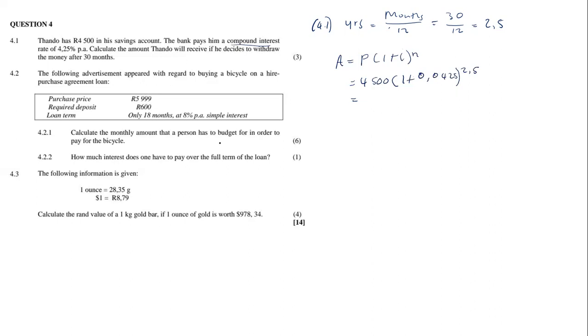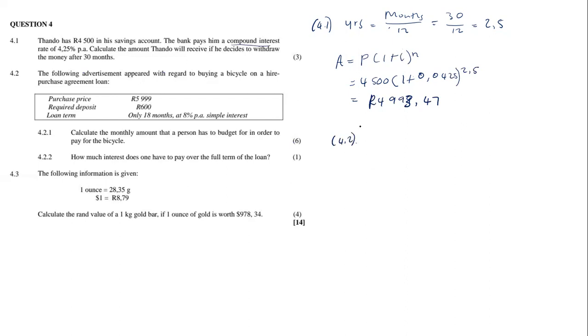I get 4,993 rand and 47 cents. So this is the money that Tando will get by the end of 30 months, or by the end of 2.5 years.